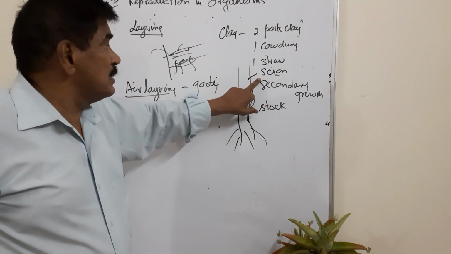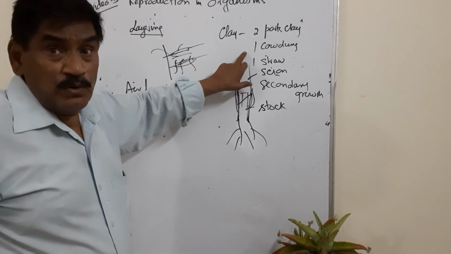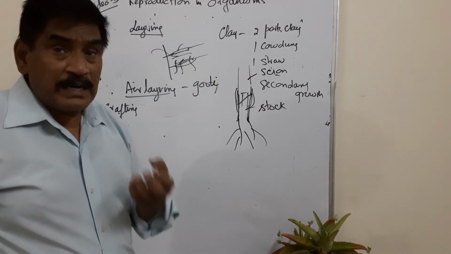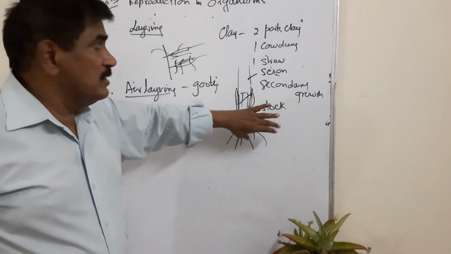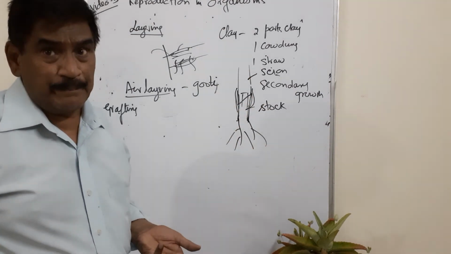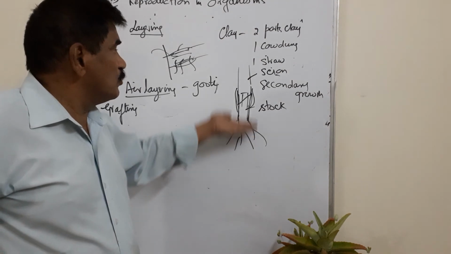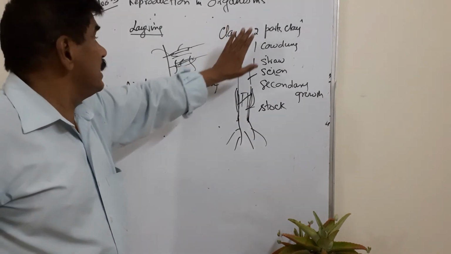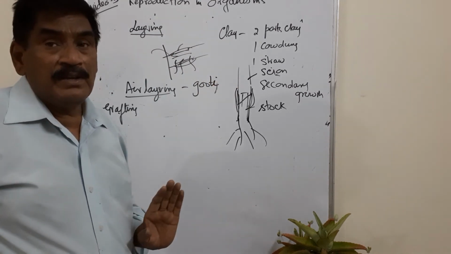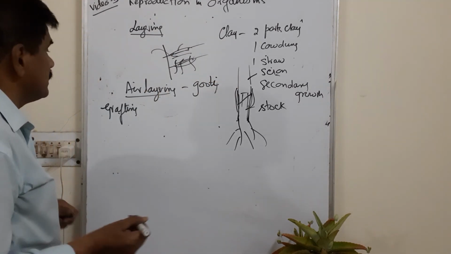The scion is producing the flower, the fruit, whatever the good product of the plant. It belongs to the scion, not to the stock. The stock is only the supporting system where roots are found, and roots are supplying almost all the material to the plant. So those are the different types of vegetative propagation.